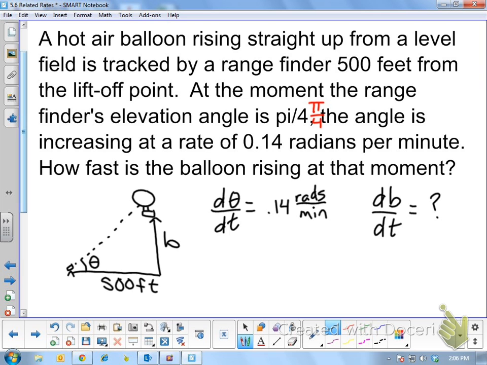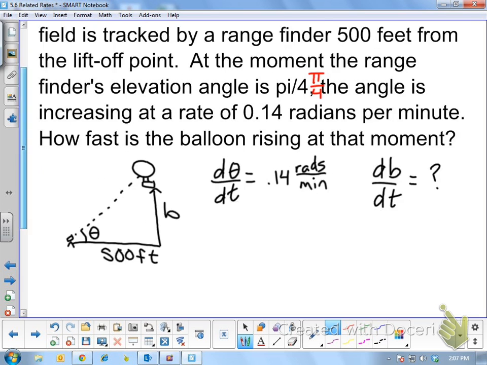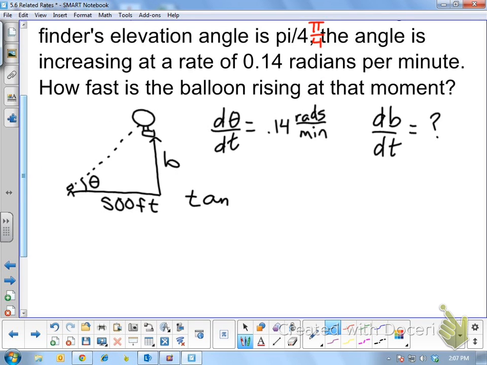So we need an equation relating the angle to B somehow. What equation could I use that would relate these two things together? A trig equation on this one. What trig equation specifically? Tangent. So we'd have tangent theta equals opposite over adjacent. So we have an equation now.